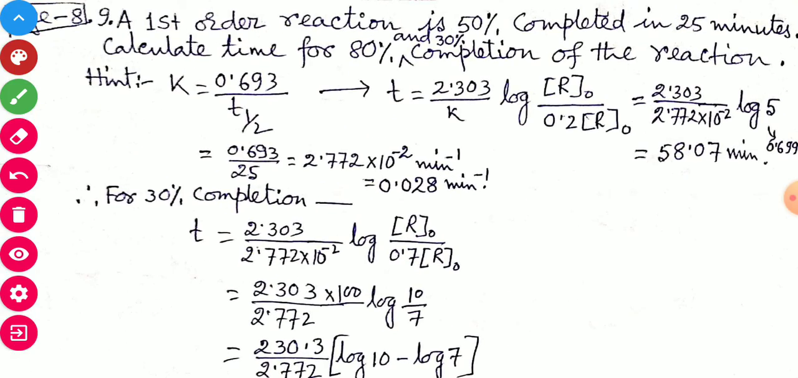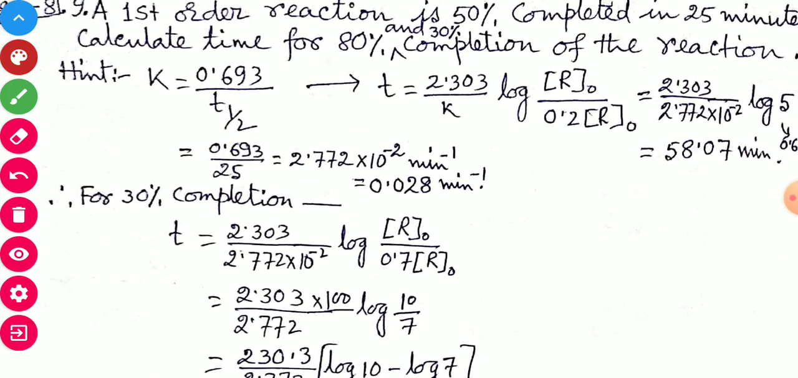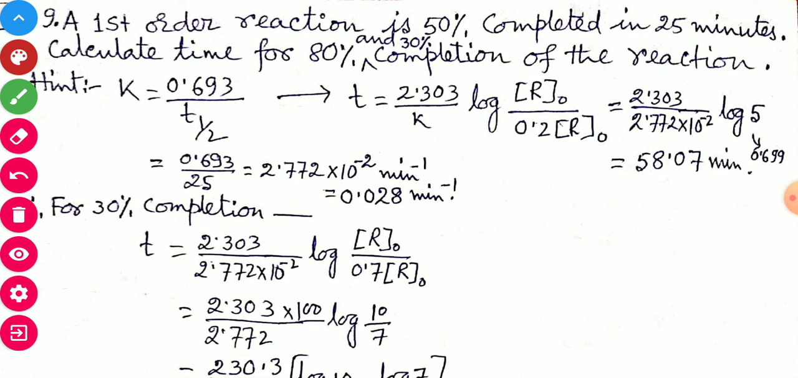Question number 9. A first order reaction is 50% completed in 25 minutes. Calculate the time for 80% and 30% completion of the reaction. Since half-life is 25 minutes, K equal to 0.693 by 25 equal to 0.028 per minute. K is 0.028 per minute, that is the unit of K.